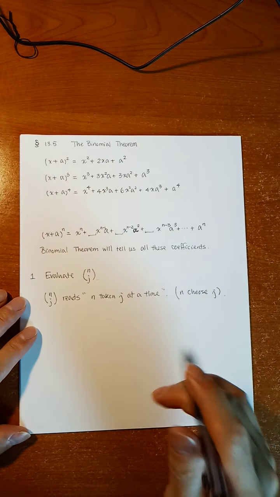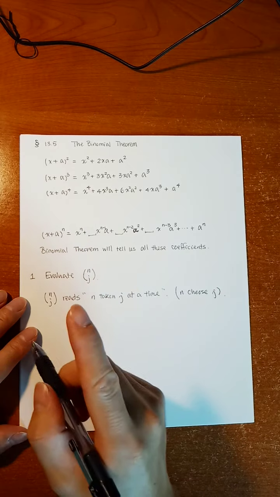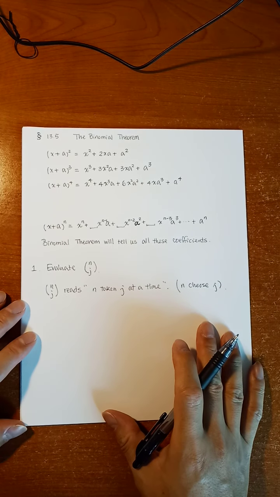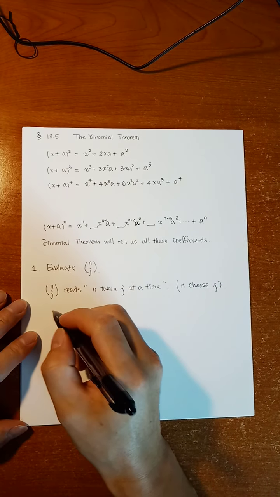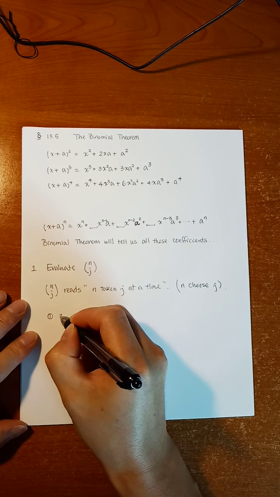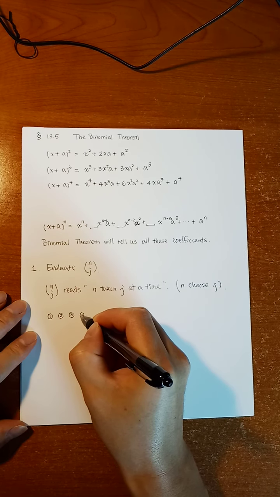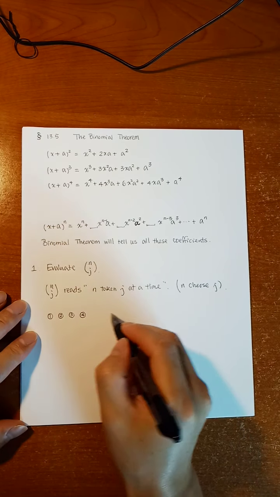Okay, so we may not have enough time to discuss the origin of this. We will just have a simple example. For example, we have 1, 2, 3, 4. We have 4 balls with numbers.